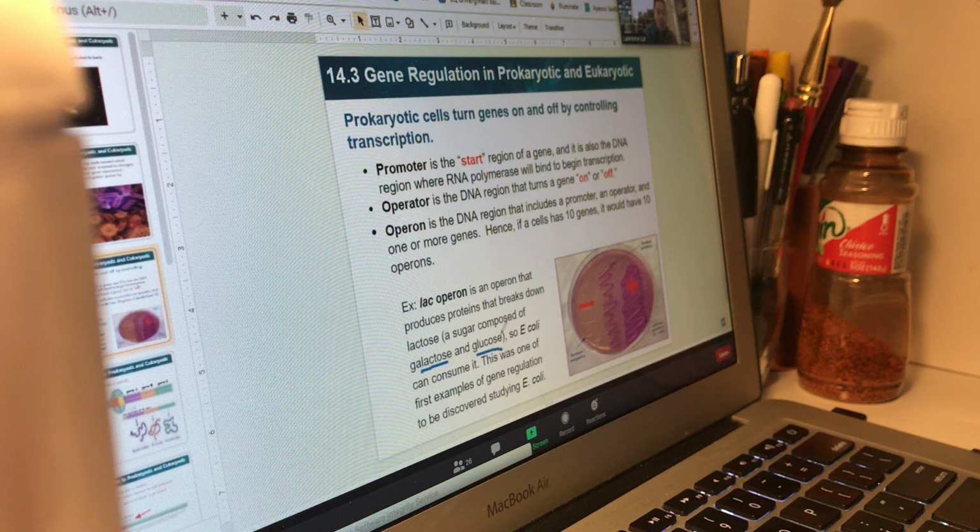Once it's broken down to galactose and glucose, E. coli are able to eat the glucose and galactose, and they're happy. They grow. That's how it works. So I'll do it again. The lac operon is a gene that produces an enzyme that breaks down lactose into galactose and glucose, because E. coli cannot eat lactose, but they can eat galactose and glucose.